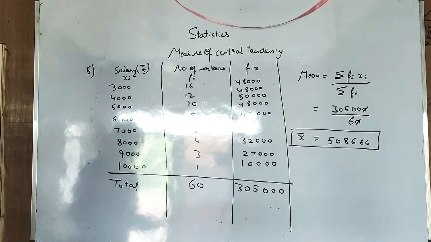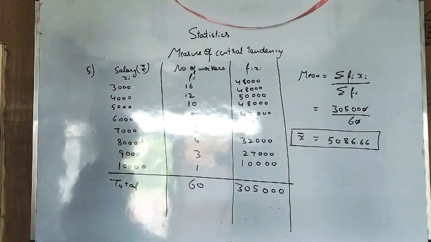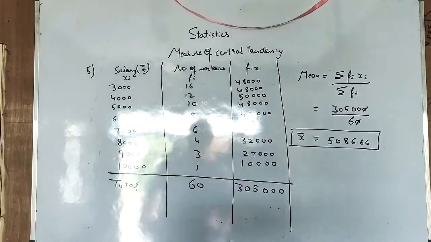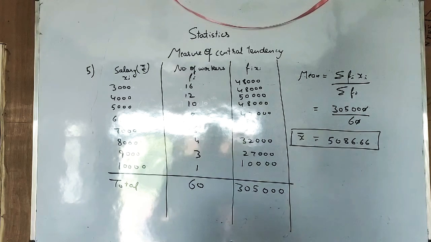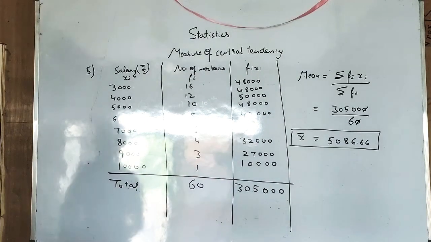So next question: give an example of the situation in which the mean is an appropriate measure of central tendency, but median is not an appropriate measure of central tendency. So just pause the video to note it down first, and then we will discuss question number 6. Now next is question number 6.